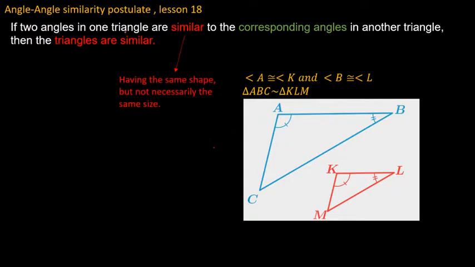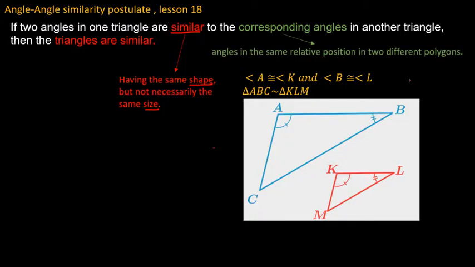So, if two angles in one triangle are similar, meaning they have the same shape, but not necessarily the same size. Okay, so again, similar angles have the same shape, not necessarily the same size. To the corresponding angles, which are angles in the same relative position in two different polygons. For example, I can pretty easily see just by looking at these shapes that angle A corresponds to angle K. I can see that B corresponds to L. I can see that C corresponds to M. Again, these angles are in the same relative position. They are corresponding angles.